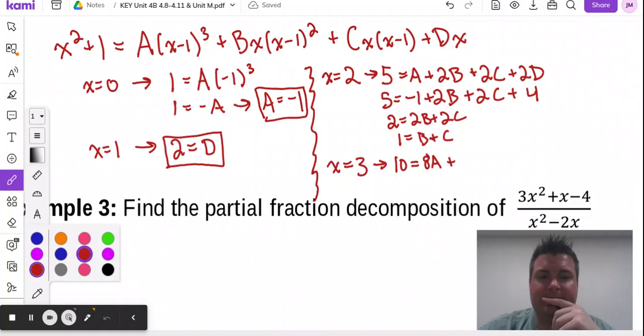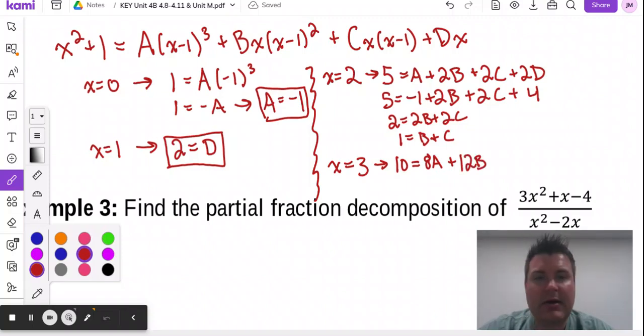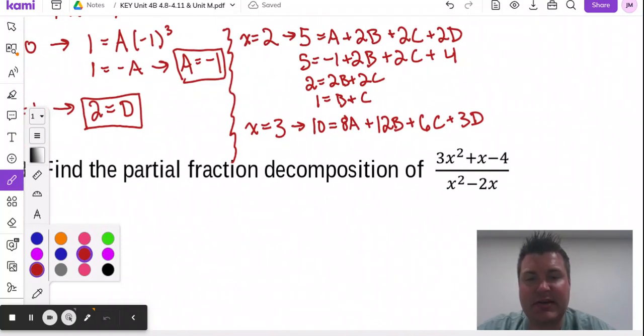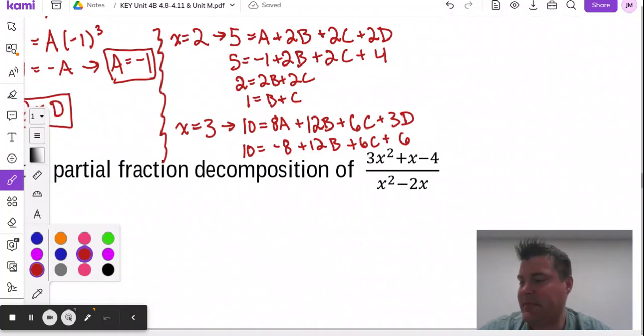Plus 3 times 2 squared, I got 12b. And then I'm going to end up with 3 times 2, so 6c. And then plus 3d. If I plug in for those values, because I have a is -1, that's going to give me -8. And then for the d, that's going to give me a 6. And then everything else is just going to drop down. Okay, so all that's left is b and c.